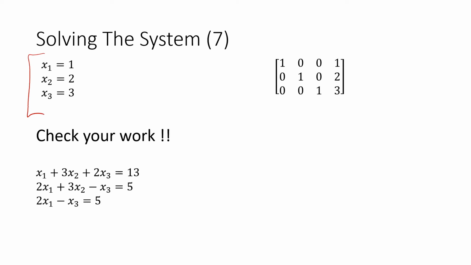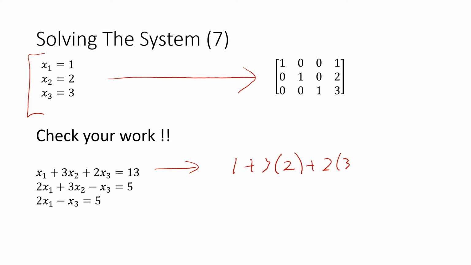And notice again that this is also a system of linear equations. So I can write that out as an augmented matrix. Now that I have the solution, let's double check it, make sure it works. So take my first equation, plug in my solution. I get 1 plus 3 times 2 plus 2 times 3 equals 1 plus 6 plus 6. That's 13. That checks out.